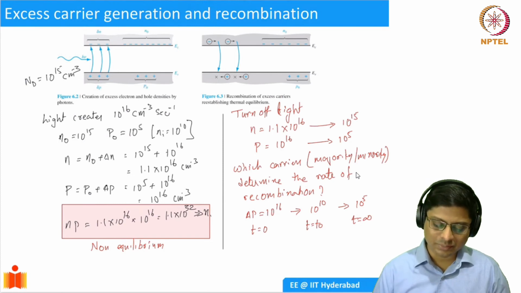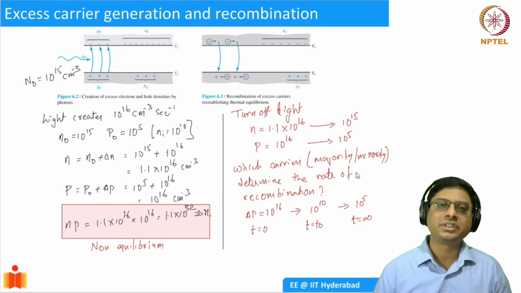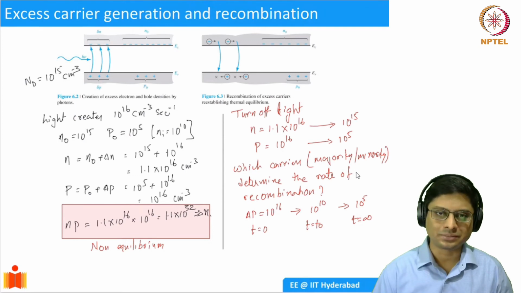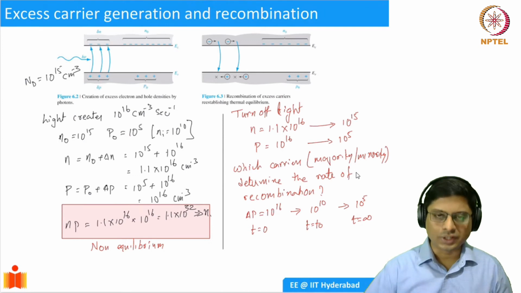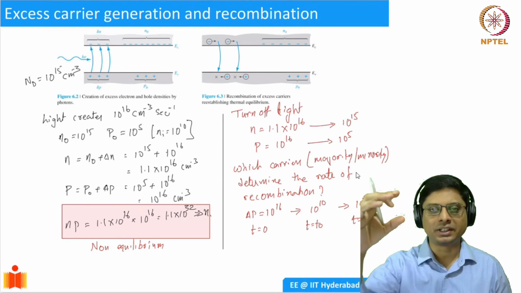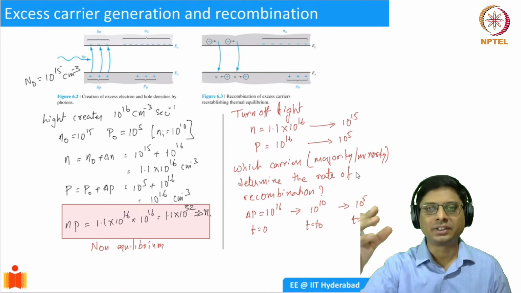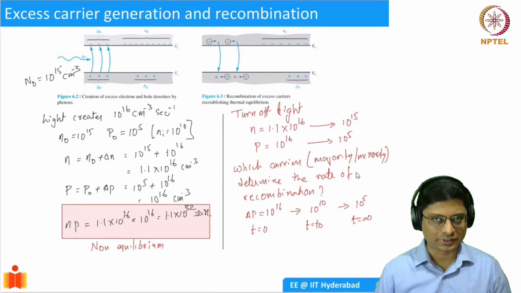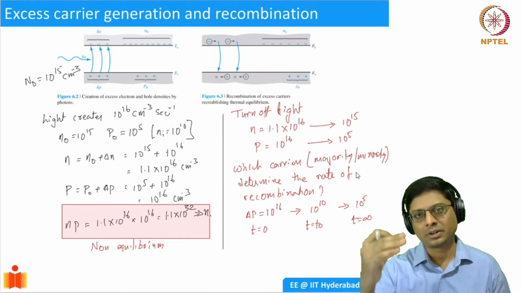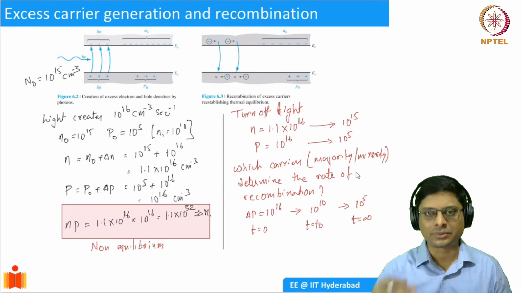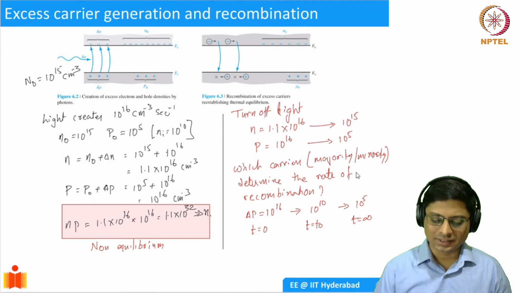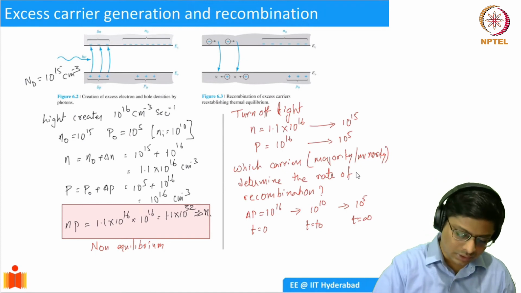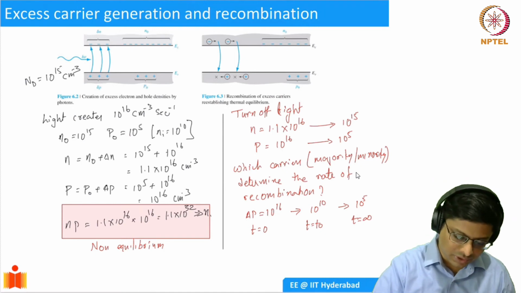What this means is the rate at which the recombination happens is proportional to the minority carrier density. Once you have a very high excess minority carrier density, then the rate of recombination is going to be large and it's going to decay very, very fast. But once the number of excess minority carriers comes down, the rate of recombination slows down. This is an important thing, so we will make a very important conclusion here.